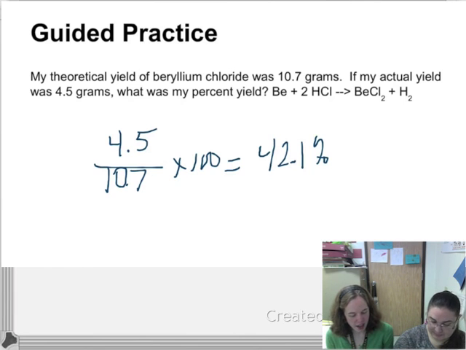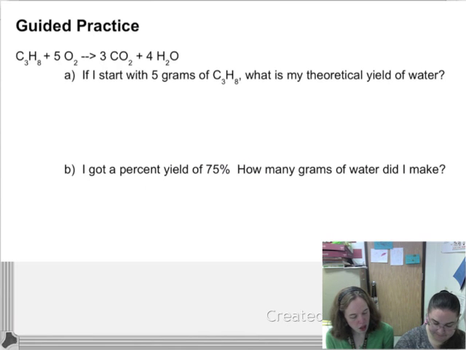This one's a tiny bit more difficult. It tells us if I start with 5 grams of C3H8, which is propane, by the way, what is my theoretical yield of water? And what did we have to do if we were looking for theoretical yield? We had to actually do the math. So we're going to have to do our stoichiometry. What we're given is my given, and it goes in the front.